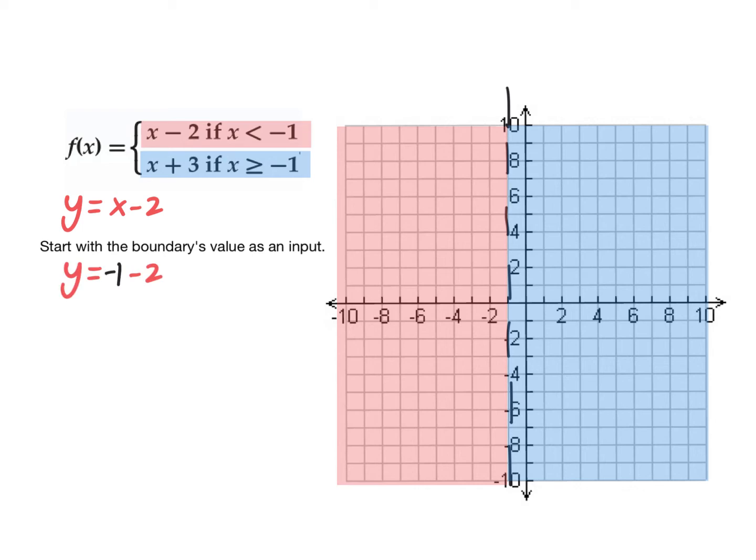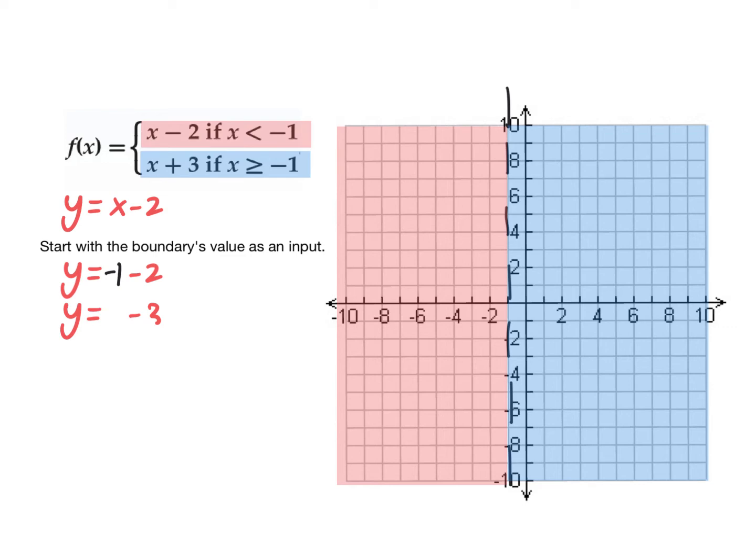So, of course, you look at this, you know the y value equals negative 3. So what this means is I have a point at x equals negative 1, y equals negative 3. Here's where it gets a little tricky. X doesn't actually equal negative 1 for this rule. It's less than, not or equal to, just less than.